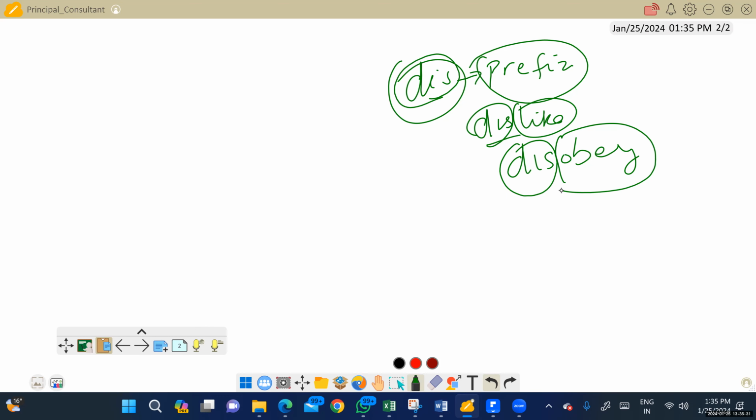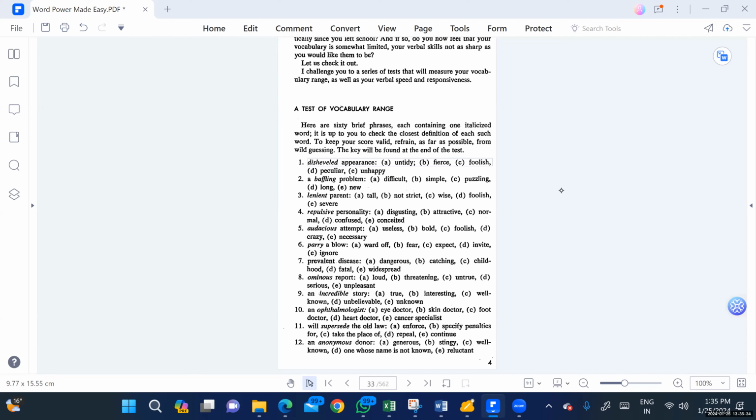So one thing is clear: disheveled is the opposite of something. Now, it is some appearance. It's talking about some negative appearance, and in all probability it talks about untidy. So now we have to know the meaning of sheveled. Let's see the etymology of this word. One thing I know is that this is an opposite word of something. So let's see how we learn it in a very easy way.